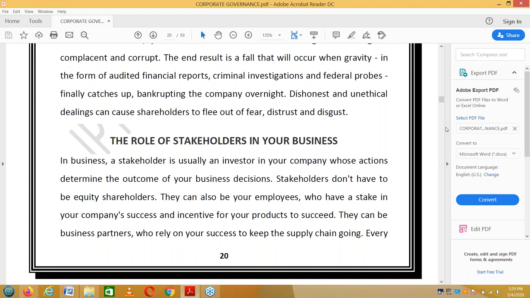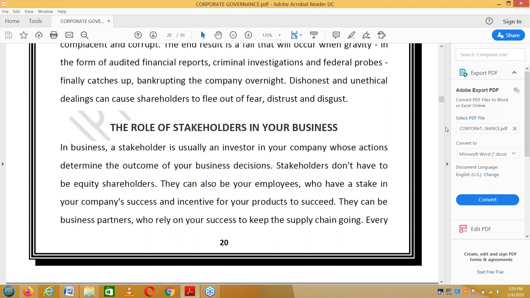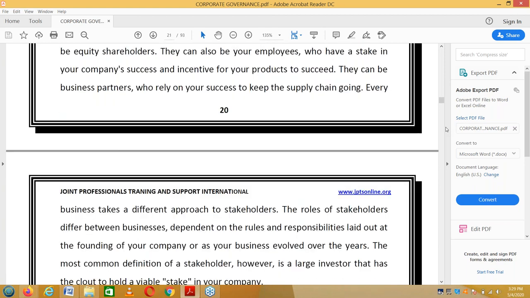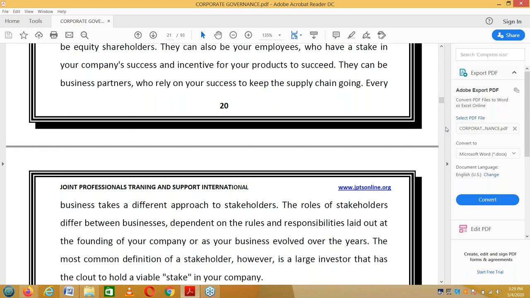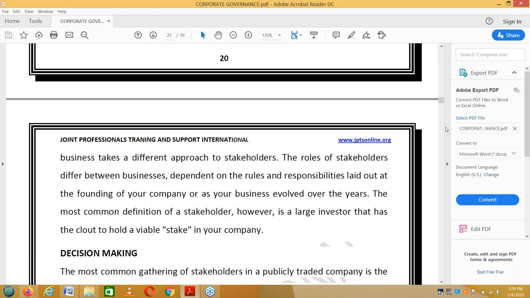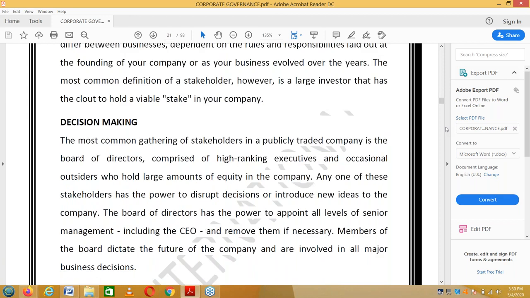Now, a stakeholder can also be your employees who have a stake in your company's success and incentives for your product to succeed. They have a share in the company. They can be business partners who rely on your success to keep the supply chain going. Now, every business takes a different approach to stakeholders. The roles of stakeholders differ between businesses, dependent on the rules and responsibilities laid out at the funding of your company or as your business evolved over the years. The most common definition of a stakeholder, however, is a large investor that has the clout to hold a viable stake in your company. That is, every stakeholder is a large investor that has a stake in your company.